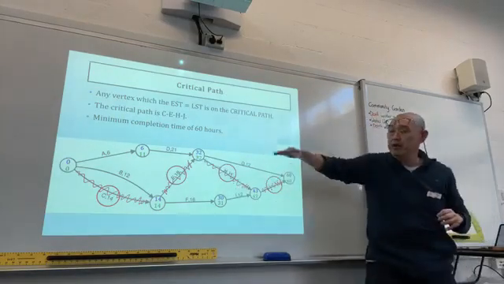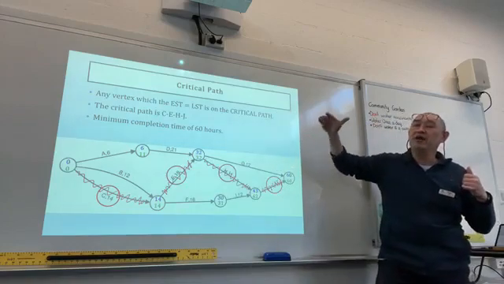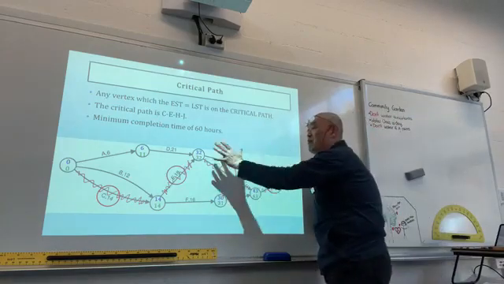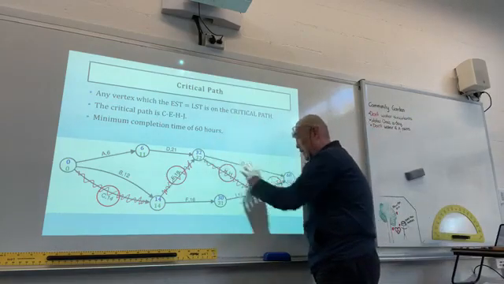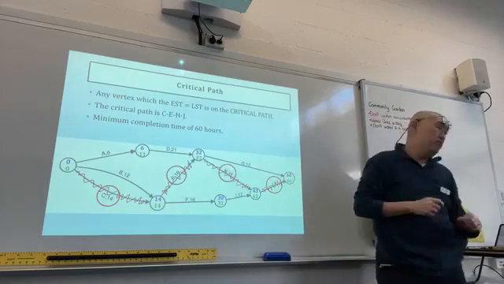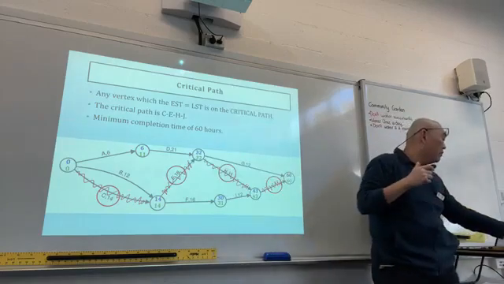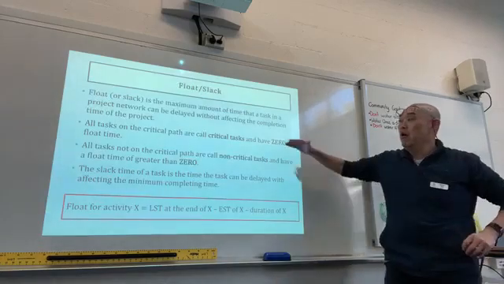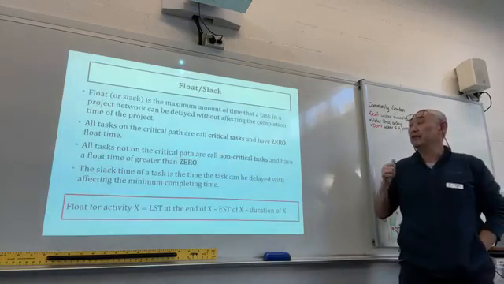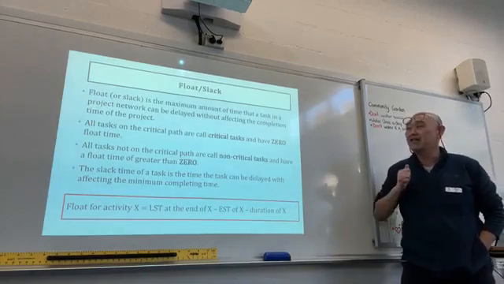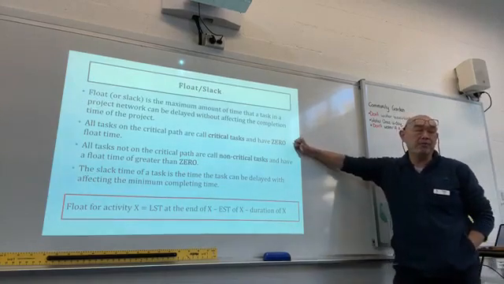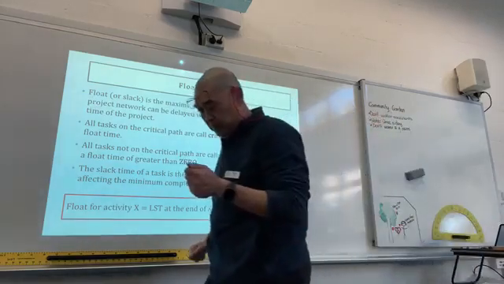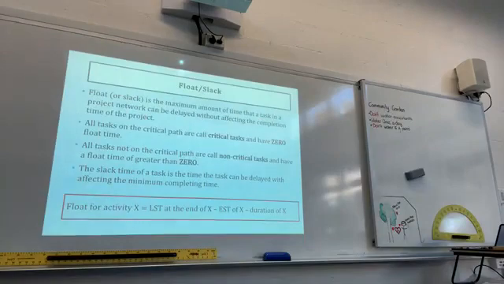So you have to think about how the slack could affect the whole network. Generally, slack does not affect the whole network. Slack is the time that you can move the project around without affecting the minimum completion time of the project. All right. Now, all tasks on the critical path are called critical tasks and have 0 float time. That's important. A task on the critical path has no float time, and it's called a critical task.